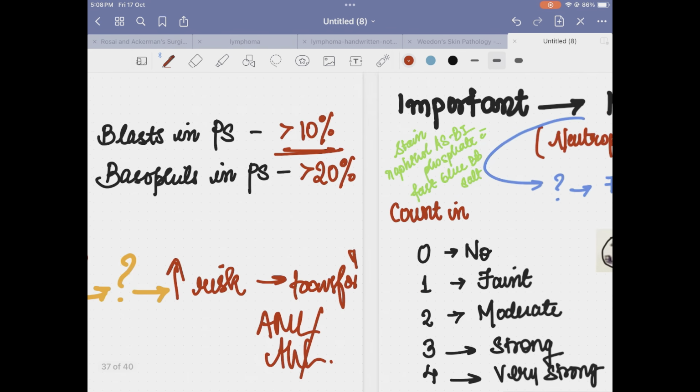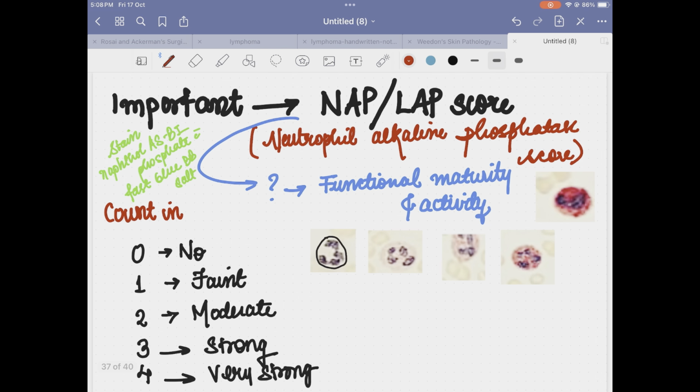Then you have an important concept. So this is the reason why I thought that we'll take up the CML topic today to teach the NAP or the lab score. This is not usually done in our institute, but this is an important concept and a lot of institutes religiously do the scoring. So this is the neutrophilic alkaline phosphatase score.